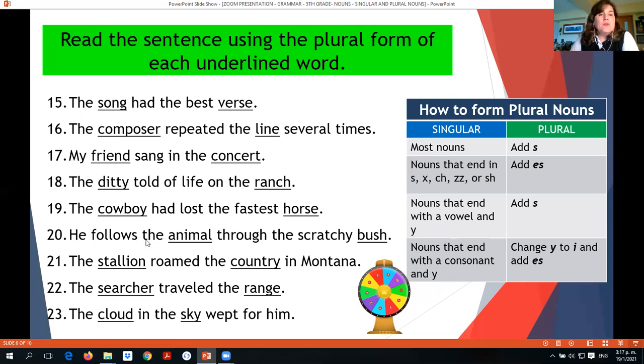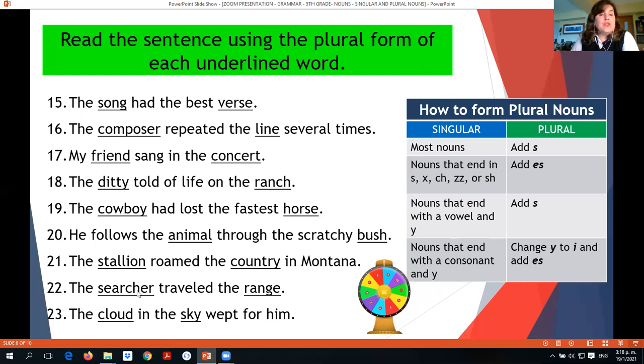20, he follows the animal through the scratchy bush. In plural, he follows the animals through the scratchy bushes. Here in animal, we only add an S, and bushes, we have to add ES because it's a special case when the noun ends in SH. 21, the stallion roamed the country in Montana. The stallions roamed the countries in Montana. Stallions with an S at the end, countries, we have to replace the Y with an I and add ES.